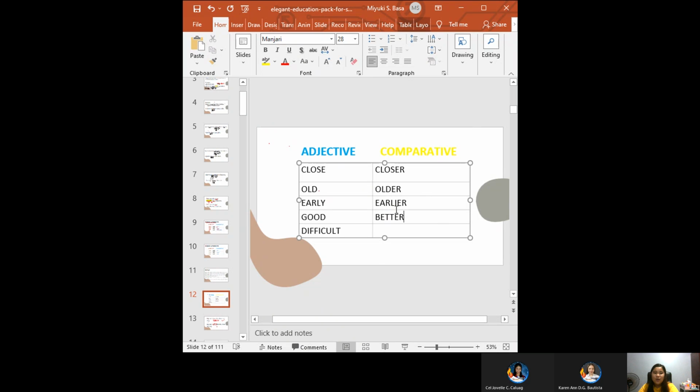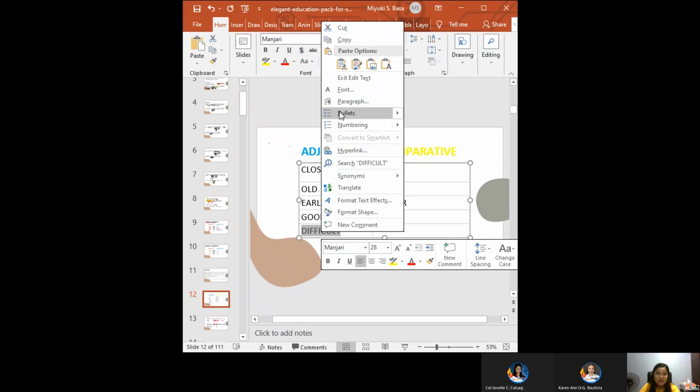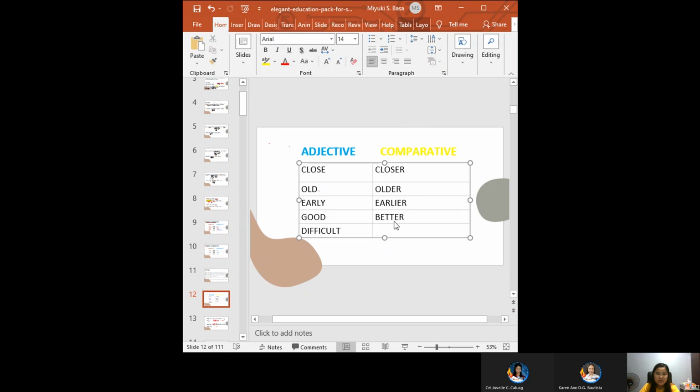And for the last one, what do you think is the comparative adjective of the word difficult? Anyone? Okay, Miss Bautista again. Is it more difficult? Okay, that's right. We can say it more difficult or less difficult. Okay, wait for a while. Do you understand, guys? Hello, guys? Do you hear me? Yes po, ma'am.